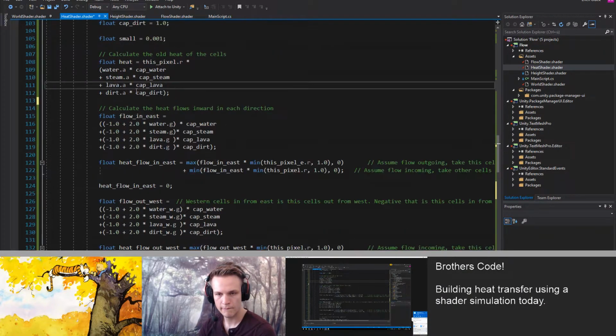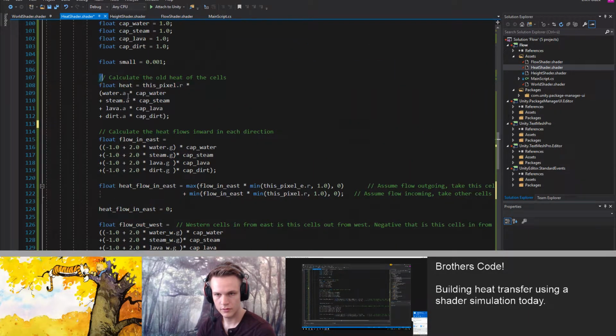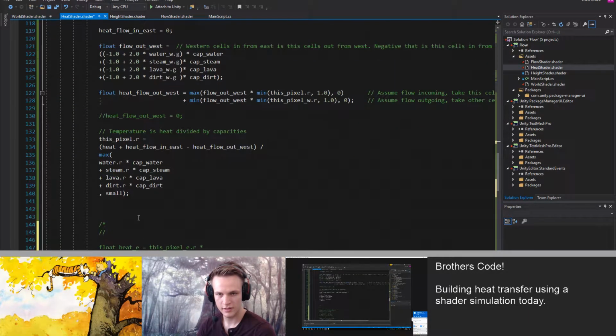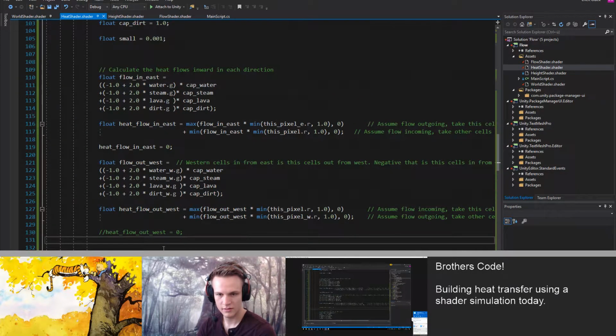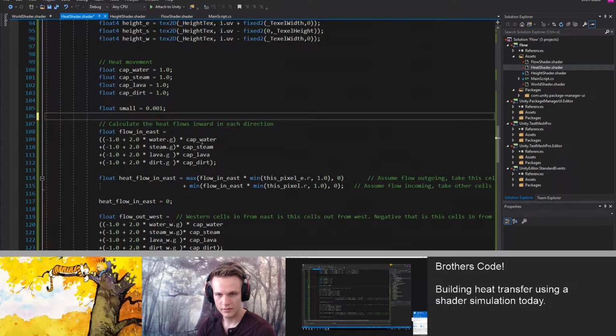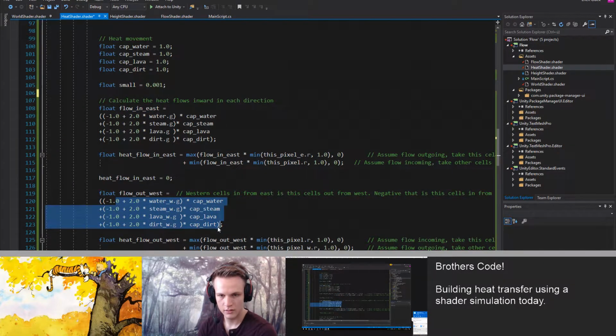These are correct. So we only use heat. And heat is used there, and that's it. Okay. So that's the same for both. Cool. The heat flow in from the east is the sum of those values times their capacities, which are all 1. Does this now need to be negative?